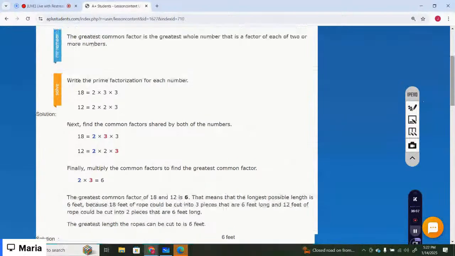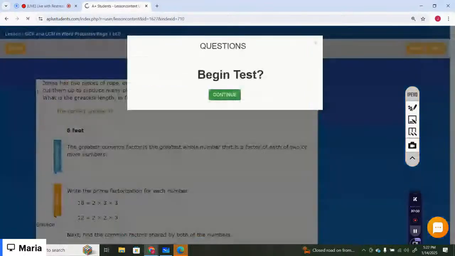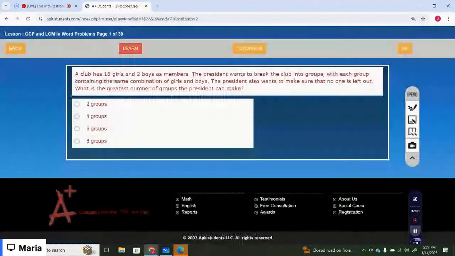Let's just start with the test questions. A club has 18 girls and 2 boys as members. The president wants to break the club into groups, with each group containing the same combination of girls and boys. The president also wants to make sure that no one is left out. What is the greatest number of groups the president can make?